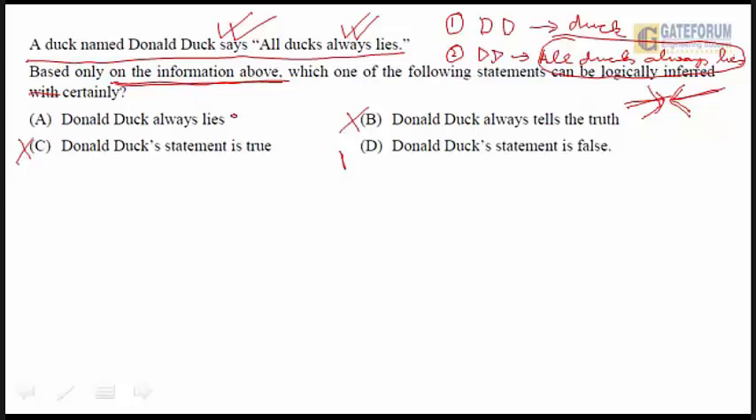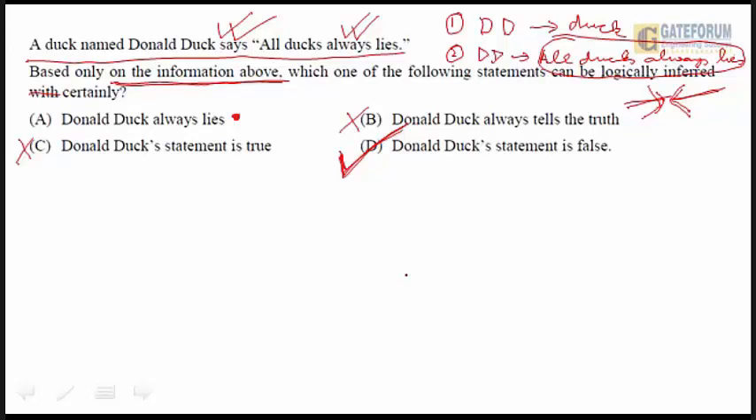So, even though this might appear to be partially true because we deduce that Donald Duck can never say the truth, whether Donald Duck always lies or not is a matter beyond this sentence. But based only on the information above, it can definitely be said with absolute certainty that this is false. So one would choose option D: Donald Duck's statement is false. I hope I have been able to explain.